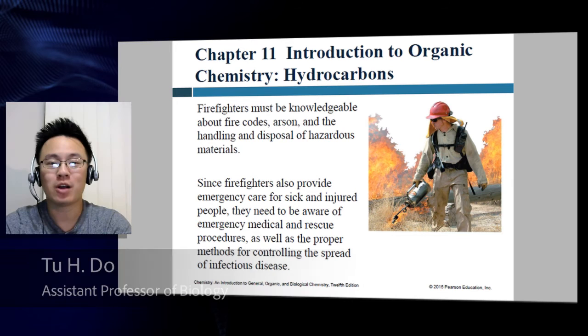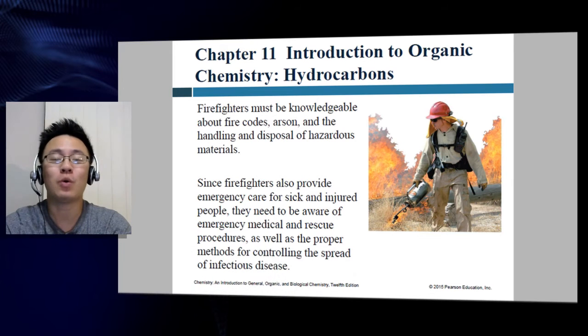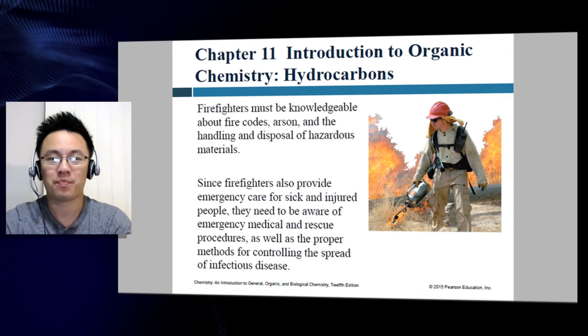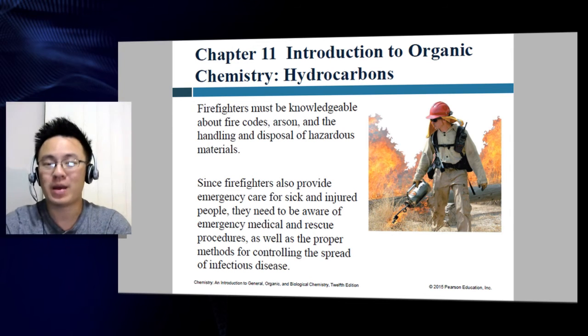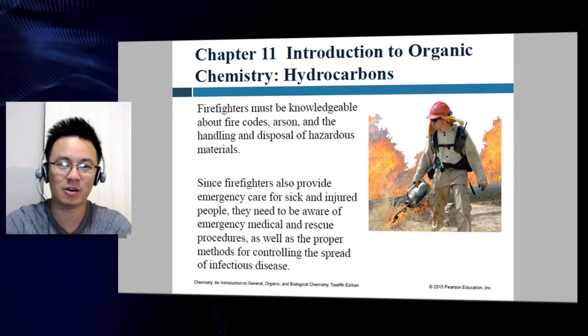We're going to go ahead and talk about Chapter 11, Introduction to Organic Chemistry, one of my favorite topics to talk about. So we're going to start talking about hydrocarbons. What are the two words that you hear when you hear the word hydrocarbon? Hydrogen and carbon atoms. That will become very important later when trying to determine what a hydrocarbon is. Let's go ahead and get started.